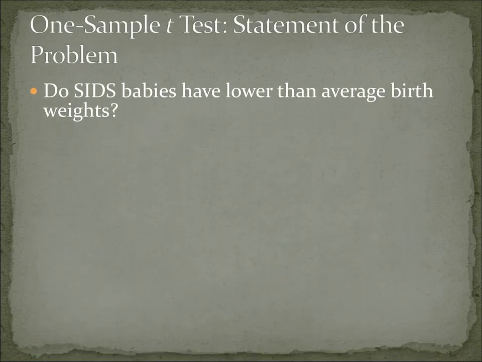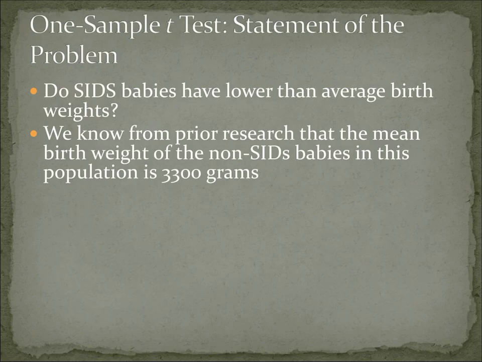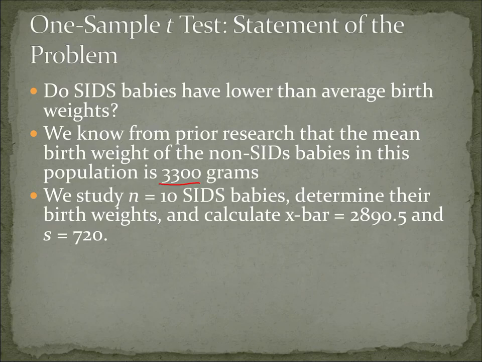So you have a one sample t-test. Here we have to state the problem. Do SIDS babies have lower than average birth weights? We know from prior research that the mean birth weight of the non-SIDS babies in this population is 3,300 grams.